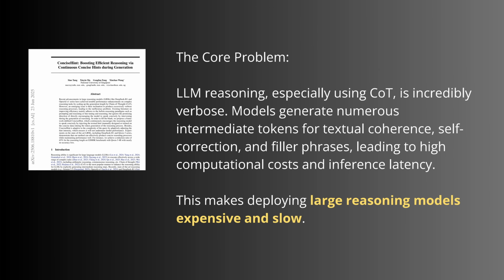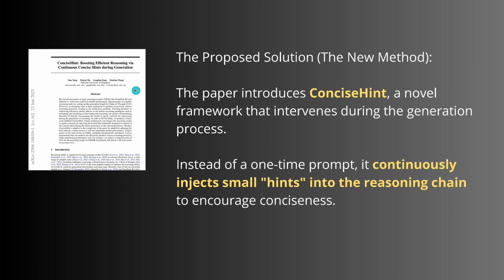So the core problem is reasoning, chain of thought, incredibly verbose models generating numerous intermediate tokens, self-correction, filler phrases. Let me think about this in detail because today is Monday, and yes, all this computes. Additional cost, additional latency, large reasoning models are expensive and slow. And this paper, and this is why I show it to you, published today, proposes a new method, this ConciseHint. So instead of a one-time prompt, it continuously injects small logical causal hints into the reasoning chain of this particular LLM to encourage conciseness and coherence of the answer given.